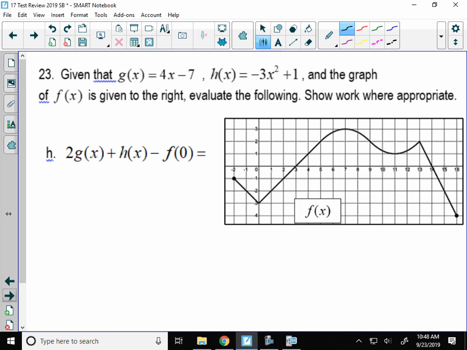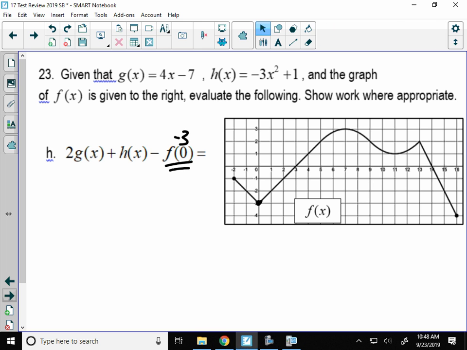All right, let's do H, I'm sorry, I misnumbered. 2 g of x plus h of x minus f of 0. Well, the only number input I have here is f of 0. So let's find f of 0, we said, is negative 3.